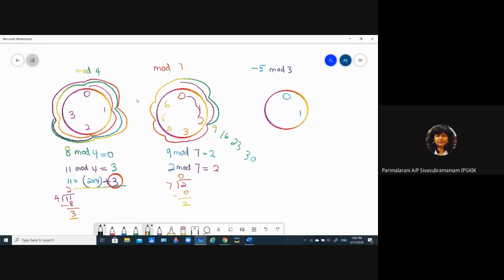Zero, 1, 2, right? Mod 3 means we only go up to 2, because 0, 1, 2 is actually 3 numbers, okay? So negative 5 mod 3. You tell me what is the answer. You step anti-clockwise and tell me what is the answer.